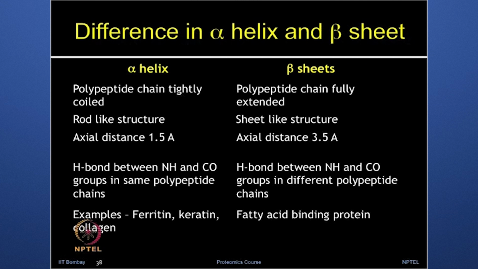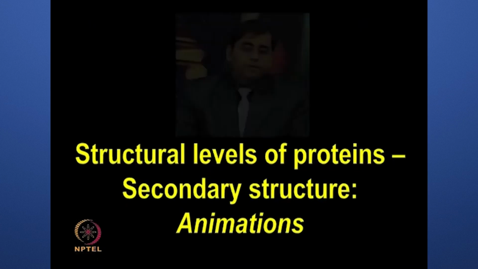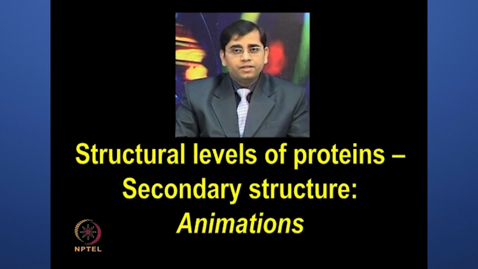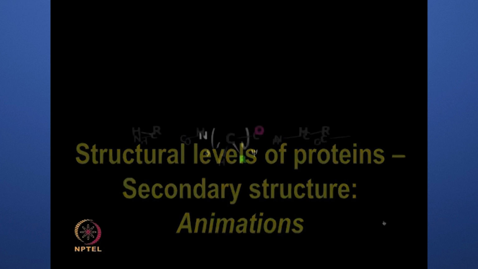In alpha helix, hydrogen bonds form between NH and CO groups in the same polypeptide chain, whereas in beta sheet they form between different polypeptide chains. Alpha helix examples include ferritin, keratin, collagen, etc. In beta sheet, an example is fatty acid binding protein. Some of the properties of secondary structures will be described in the following animation.